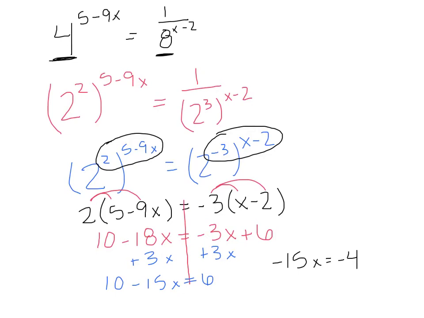Divide both sides by negative 15. So we end up with x equals 4/15, which is perfectly fine. We can have fractions as our answers. If we were to go back and plug it in, we would see that this made the original equation true. A little bit tricky on this one because we had to make common bases by doing a little bit of work. But once we had those common bases, we were able to set up just a basic equation.